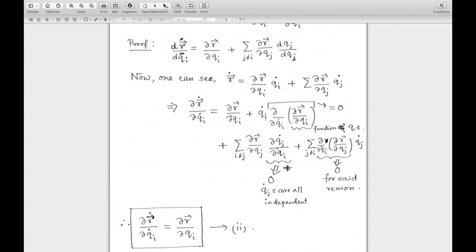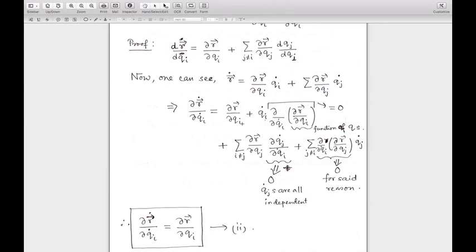Then I take del by del qi dot of this expression. I now say that this is my expression for r dot, so I take del by del qi dot of r vector dot. Then there will be this type of term, so there will be del r by del qi.